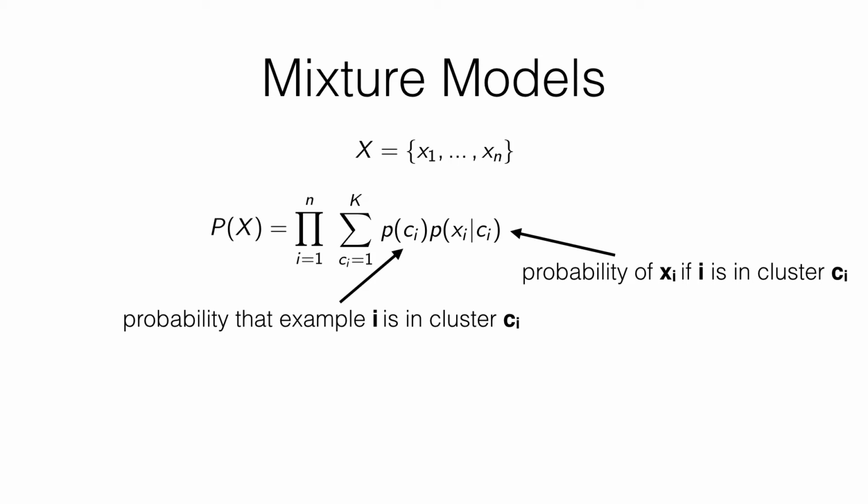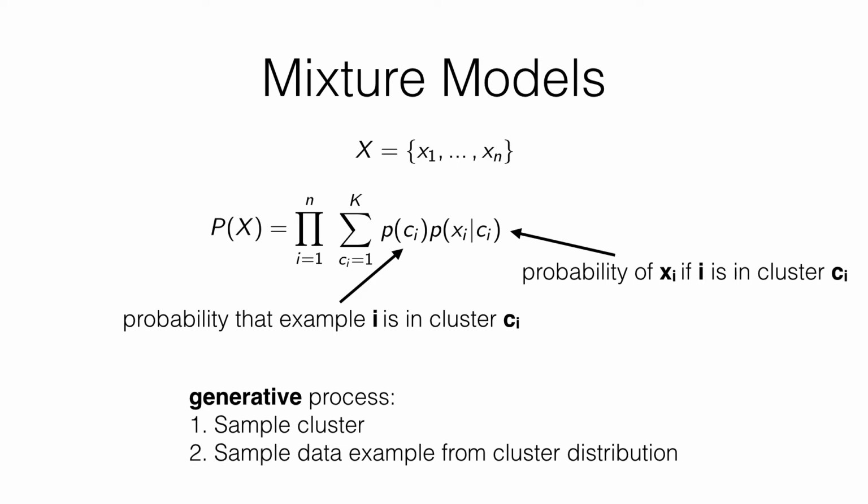So based on this, the way that we've weighted the expectations, here's how we would generate data to match this probability value. Number one, we would first sample which cluster each data point should come from. So we sample from P of C, or P of Ci. And once we've picked a Ci with the appropriate probability, then we use that Ci to sample the data example. So we sample from P of Xi given Ci.